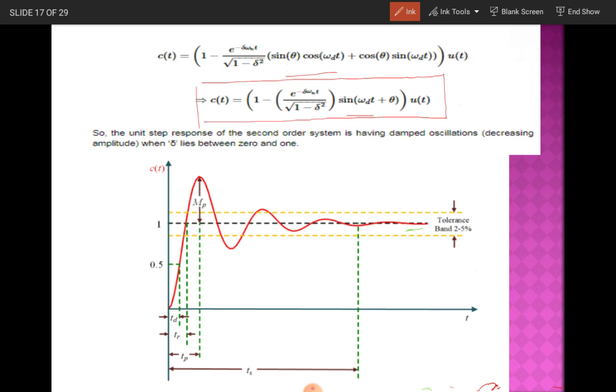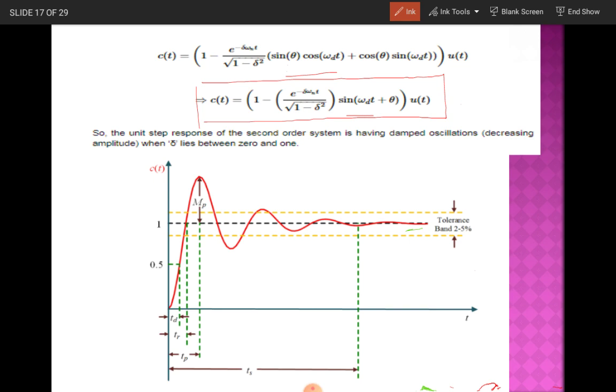From this second order system response, we can define some parameters which are called time domain specifications. So here the transient response reaches the first steady state value up to 100%. This time duration is called rise time, represented as tr. Then it reaches the first peak, which is called the peak overshoot. Then after some oscillations it settles down to its final steady state value.